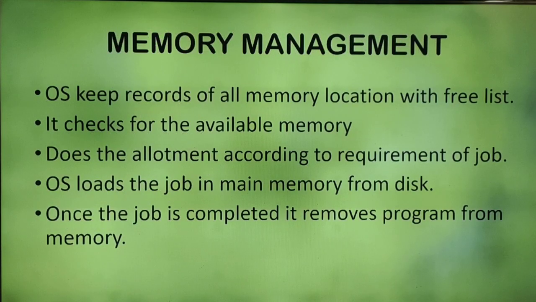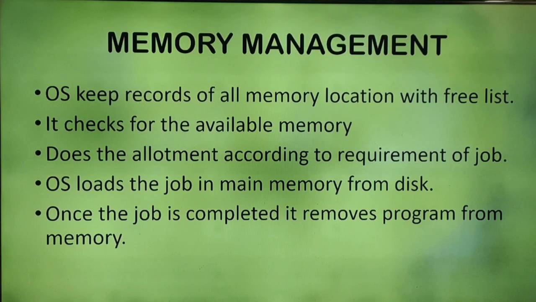The last main area of the operating system is memory management. When a job is to be executed, the operating system loads the job in main memory from disk, but before loading it in the memory, it should know how much free memory is available and how much memory should be allocated to that job. For this, the operating system keeps a list of all memory locations.